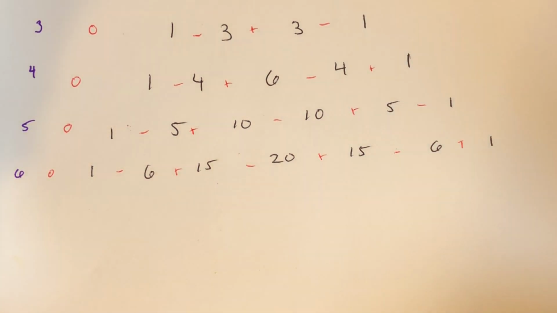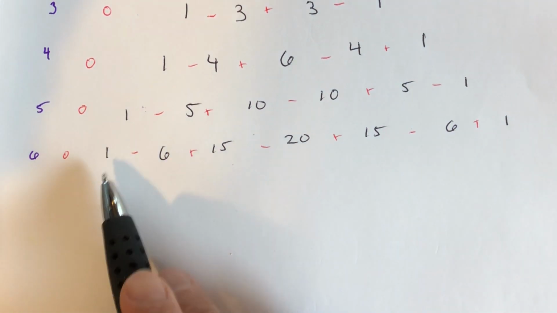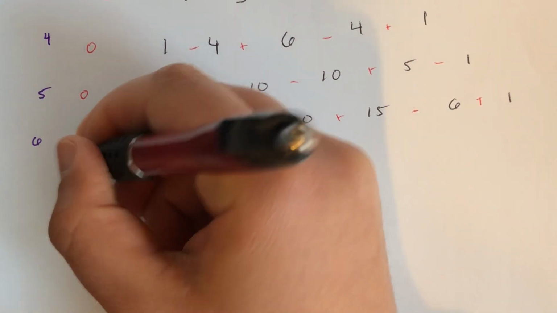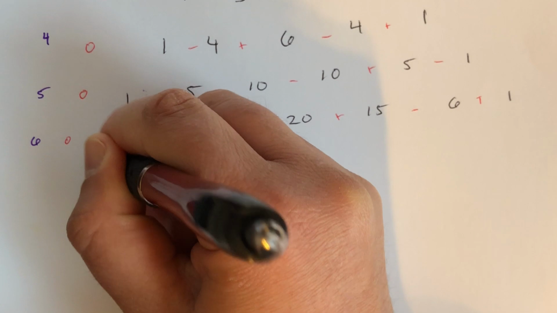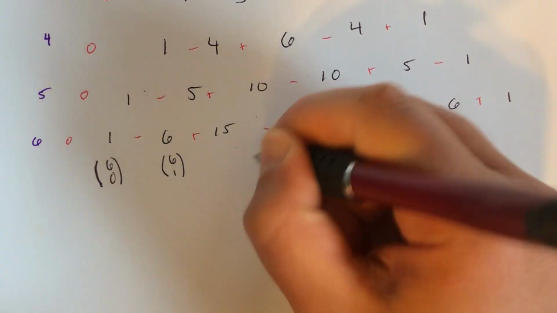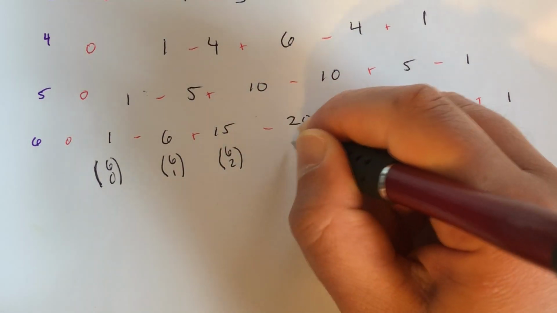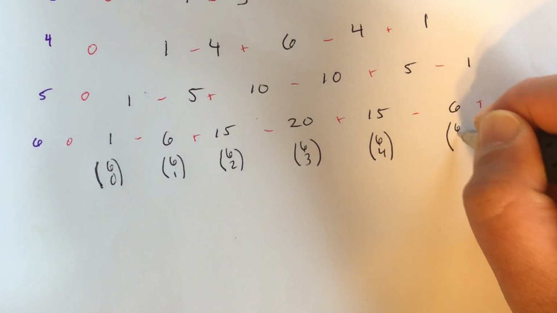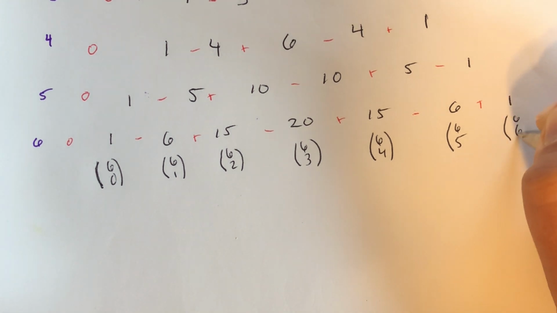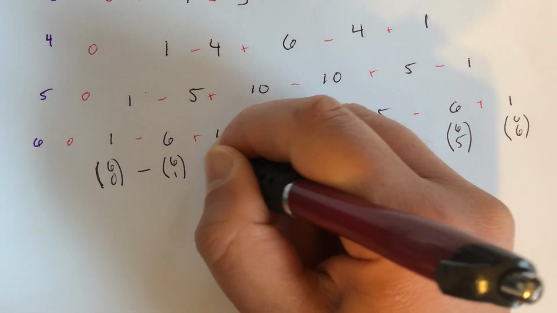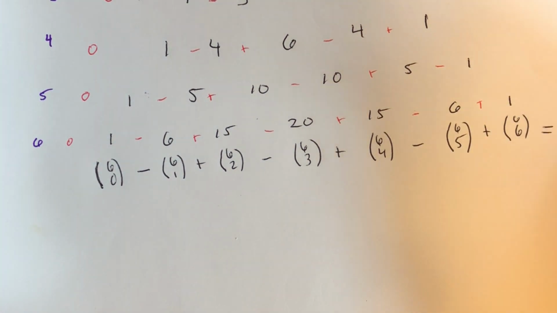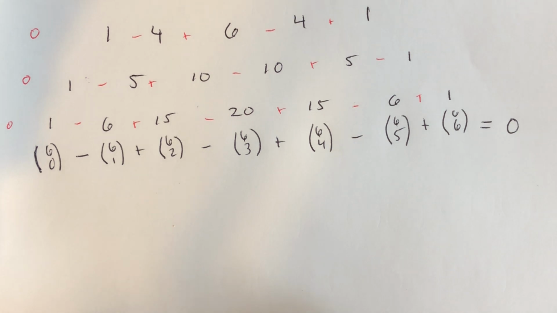Now, I'm going to try to rewrite this using binomial coefficients, using n choose k's to see exactly what's going on here. And I'll use the sixth row as an example. Remember, this first term is 6 choose 0. This is 6 choose 1. 6 choose 2. 6 choose 3. 6 choose 4. 6 choose 5. 6 choose 6. And we're subtracting, then adding, subtracting, adding, subtracting, adding, and getting that the result is 0.